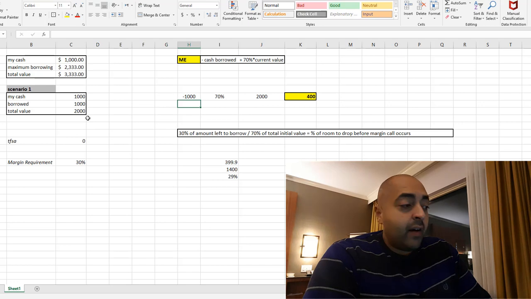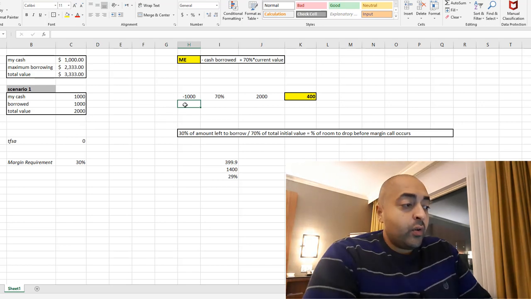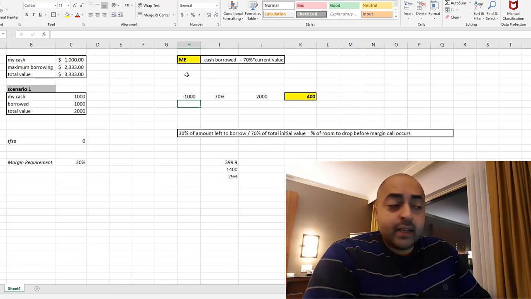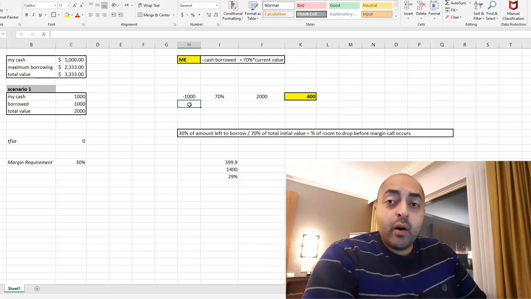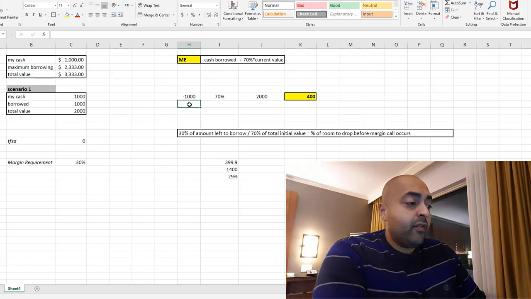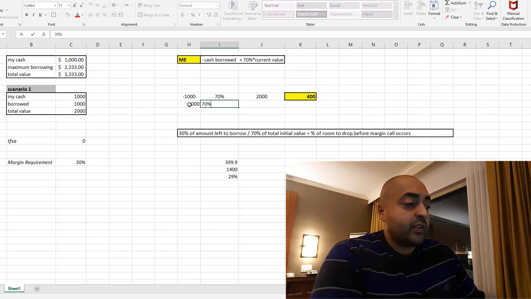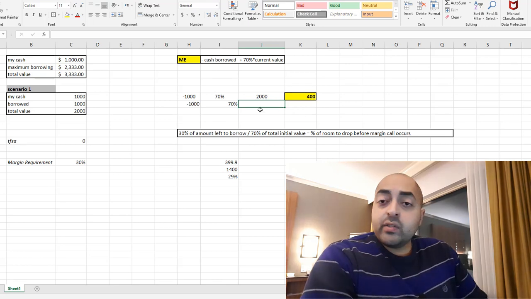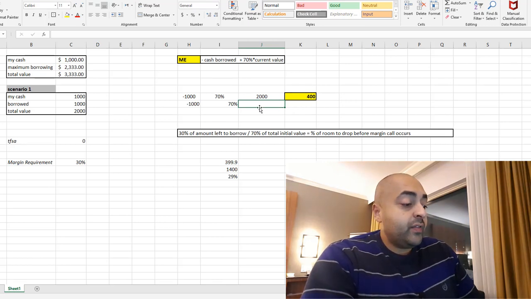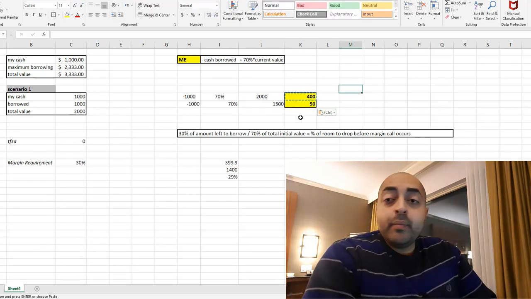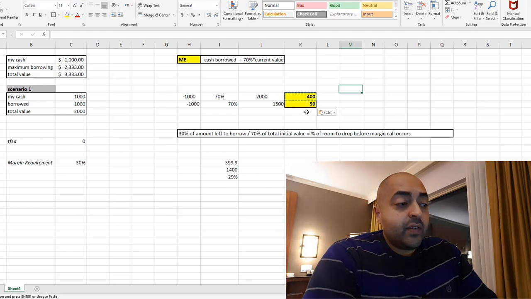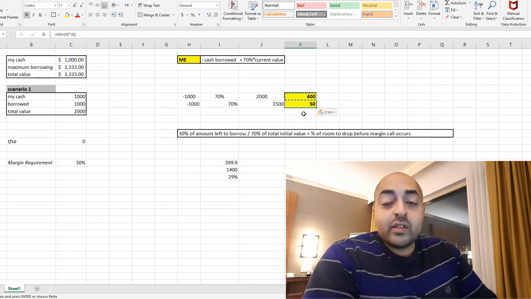So instead of having a value of 2,000, it drops to 1,500. So the formula for ME, for maintenance excess, I still will have borrowed $1,000, so I'm gonna have minus 1,000 here. It's still a 70% margin required stock, but instead of having $2,000 in value, I'm gonna have 1,500. So my new maintenance excess is $50. So I'm getting close to zero.